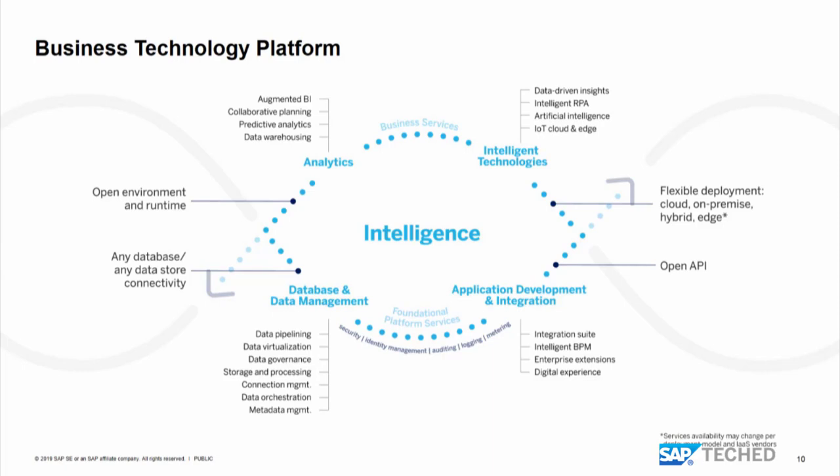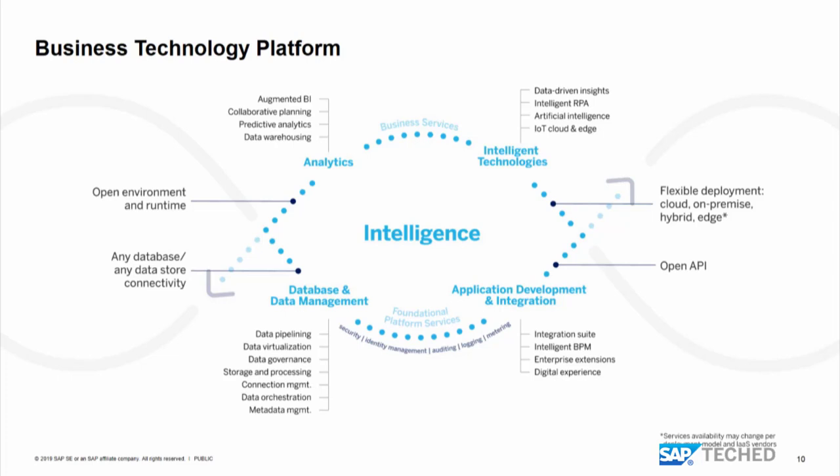And of course, at the heart of this and at the heart of the data management strategy is the business technology platform, which is comprised of intelligent technologies, like robotic process automation, artificial intelligence, application development integration, being able to integrate with other applications like with APIs, automate and enhance and extend business processes, analytics and embedded analytics, really around augmented BI, asking questions that you really wouldn't think of asking, as well as collaborative planning across the entire enterprise. And of course, what we'll be talking about today is more the database and data management aspect. You need a strong digital foundation, a strong core, in this case, SAP HANA, to provide that foundation for your business technology platform and the intelligent enterprise.